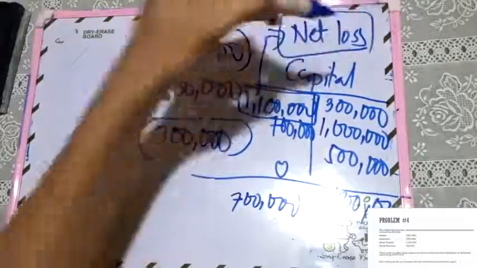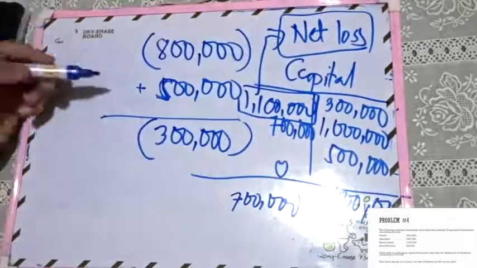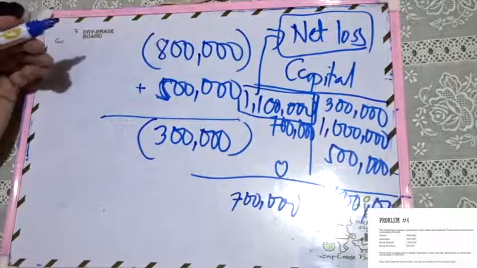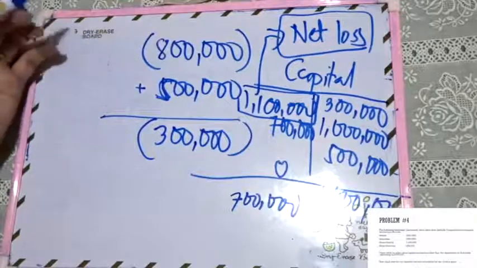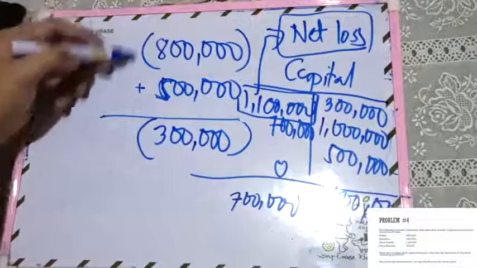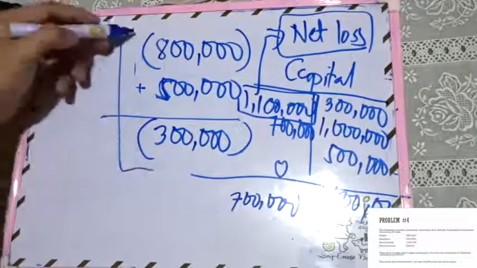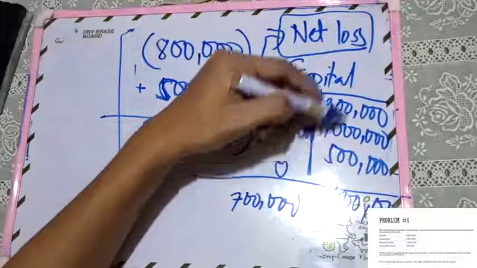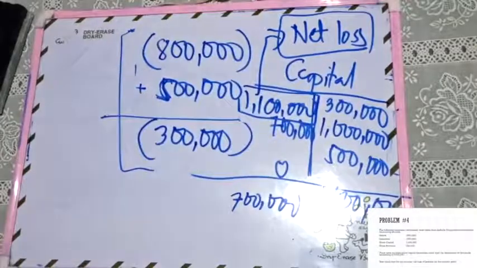So again, as I've said, if there are items given in the problem showing increases or decreases in a share capital account or a component of a capital account, you do not do it the same way as assets and liabilities. You reflect it in the T account for the net assets or capital.